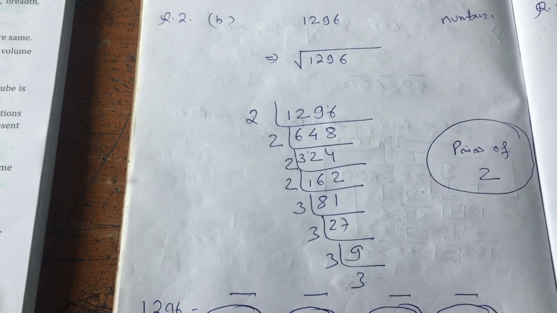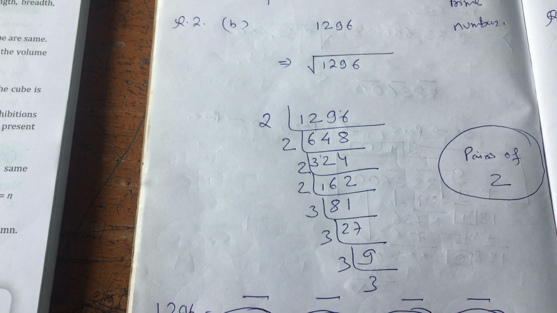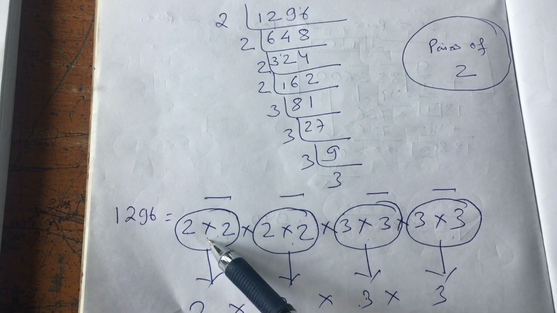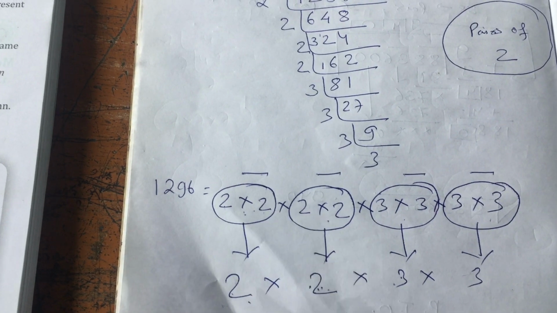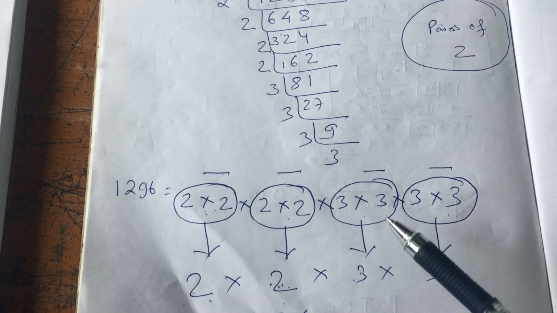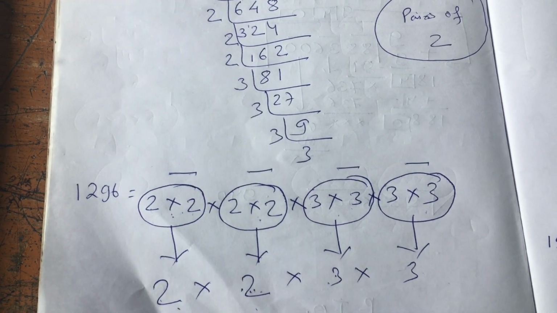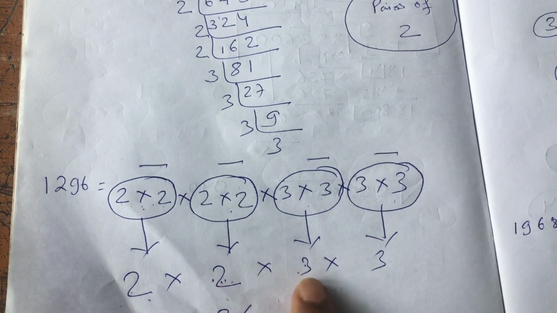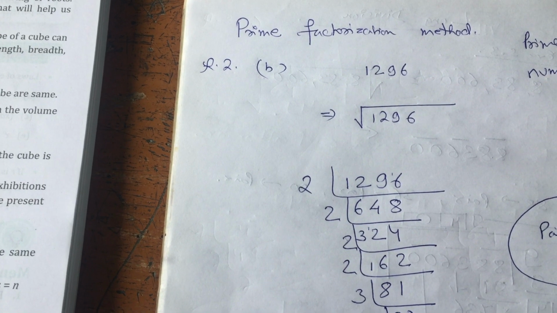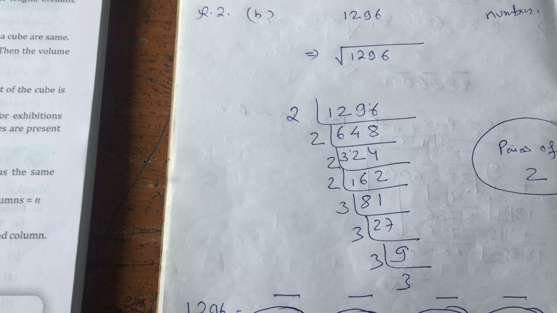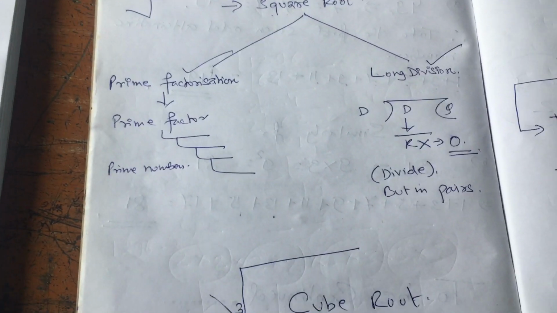If you see, these 2, 3 comes under one pair, the second pair, third pair, and the last pair. So out of each pair, you take out one number each outside and simply multiply it. So out of these 2, 2, 1, 2 comes out, out of this 2, 2, and out of these 3, 3, 1, 3, and out of this 3, 3, 1, 3. So finally when you multiply it, 2 2s are 4, 4 3s are 12, 12 3s are 36. So 36 is the square root of 1296. This is the solution of the square root by prime factorization method.